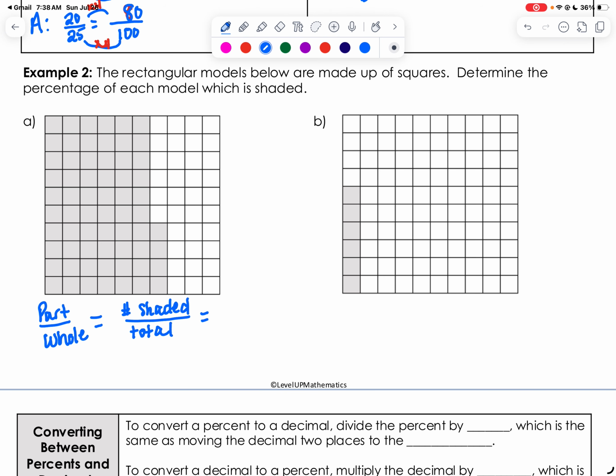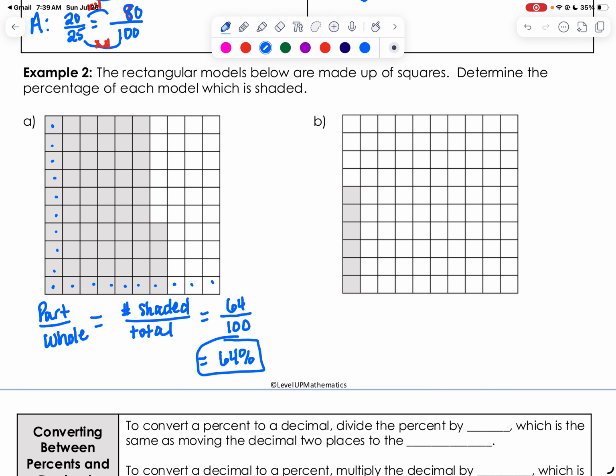So in this problem, there are 1, 2, 3, 4, 5, 6, 7, 8, 9, 10. 1, 2, 3, 4, 5, 6, 7, 8, 9, 10. So this is a 10 by 10. So we know there's a total of 100 squares. And let's see how many are shaded. So this would be 10, 20, 30, 40, 50, 60, 1, 2, 3, 4. So 64 out of 100 are shaded. So 64 out of 100 is 64% of the squares are shaded.